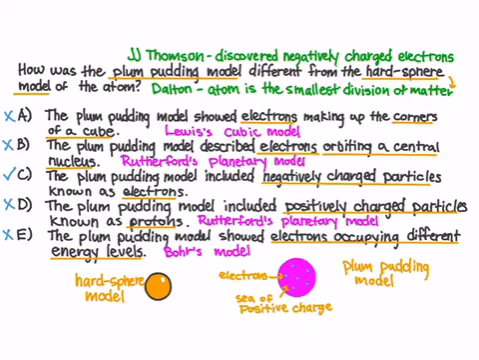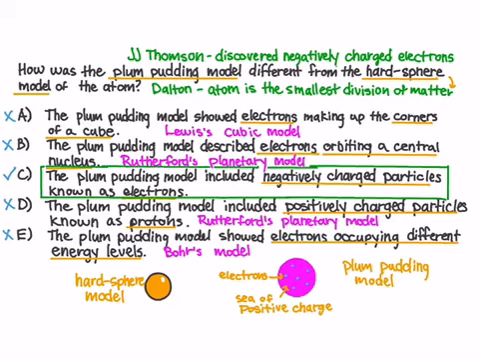So as we discussed before, the Plum pudding model is different from the hard sphere model of the atom because the Plum pudding model included negatively charged particles known as electrons. Let's go ahead and take a look at another example.